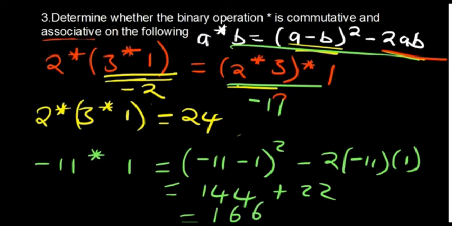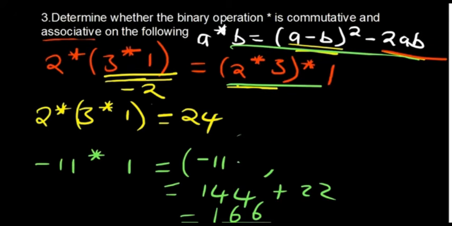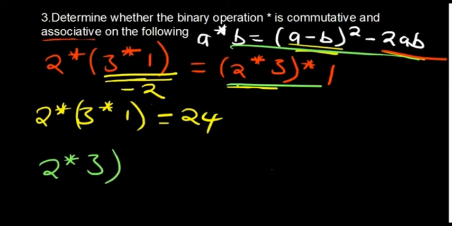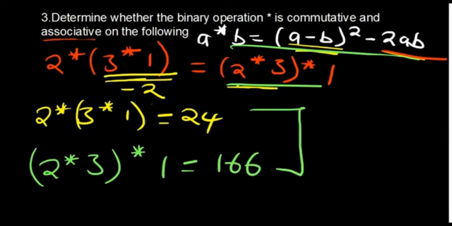So we're trying to say that for this part, 2 star 3, let me light that better. Okay, so the part where we're saying 2 star 3 star 1, what you're getting is 166. So now the question is, are these guys the same? They are not. So since they are different, we can say that the binary operation is not what?